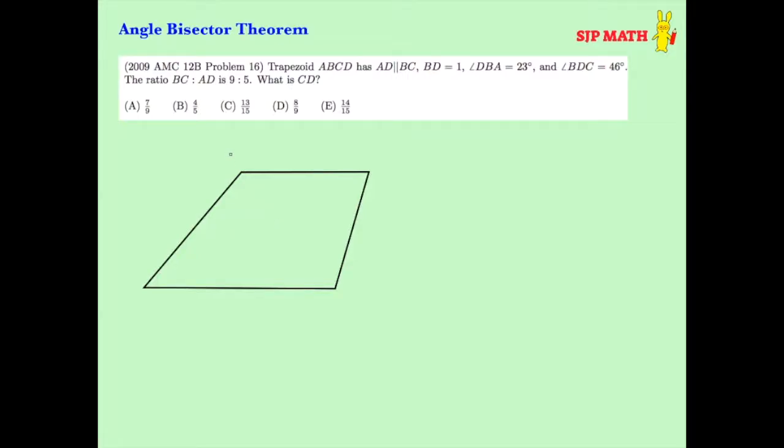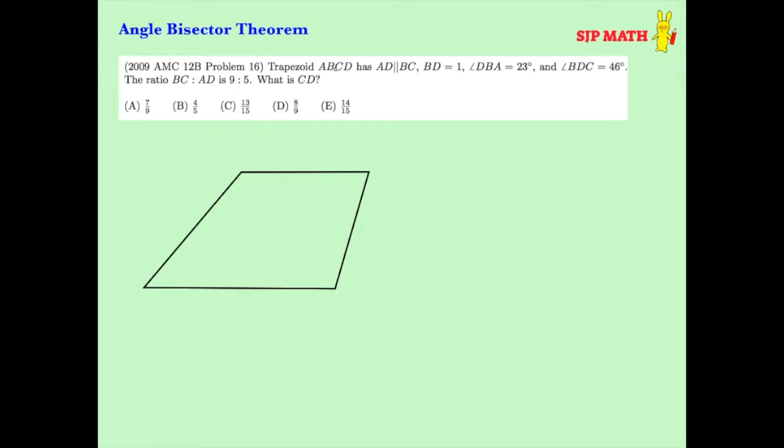So today we're going to be solving an AMC 12B problem from 2009 using the angle bisector theorem that we learned about in the previous video. So hope you remember what this theorem is, and if you forgot, then just refer to the previous video and then come back to solve this problem. This problem involves the angle bisector theorem. So let's read this problem first.